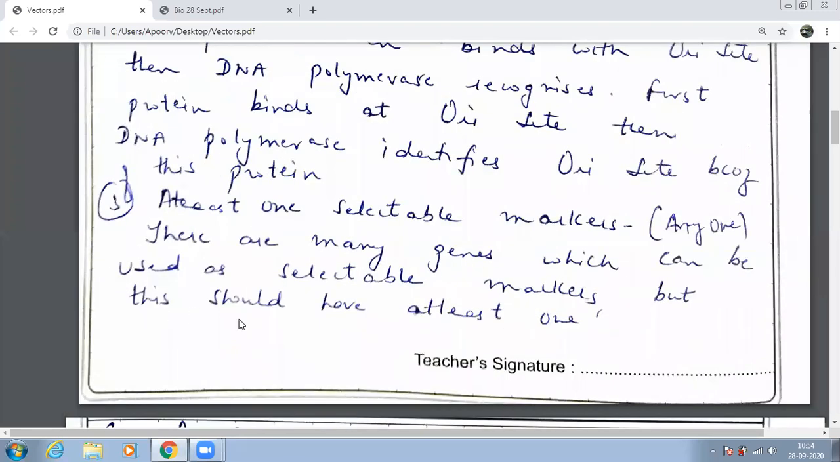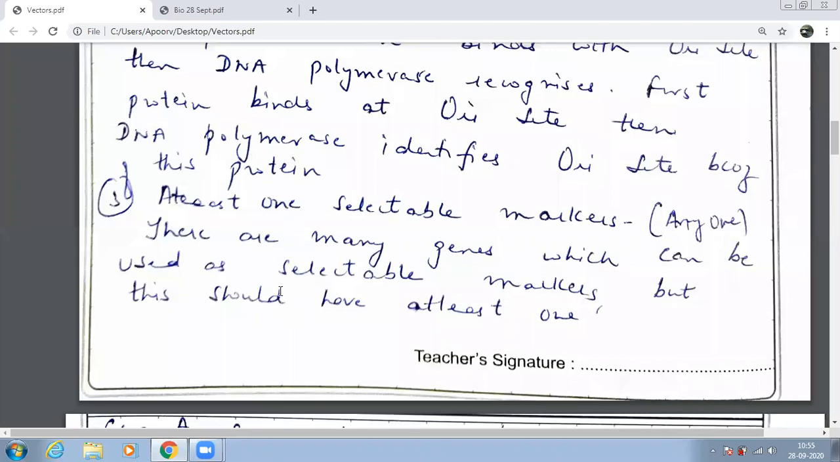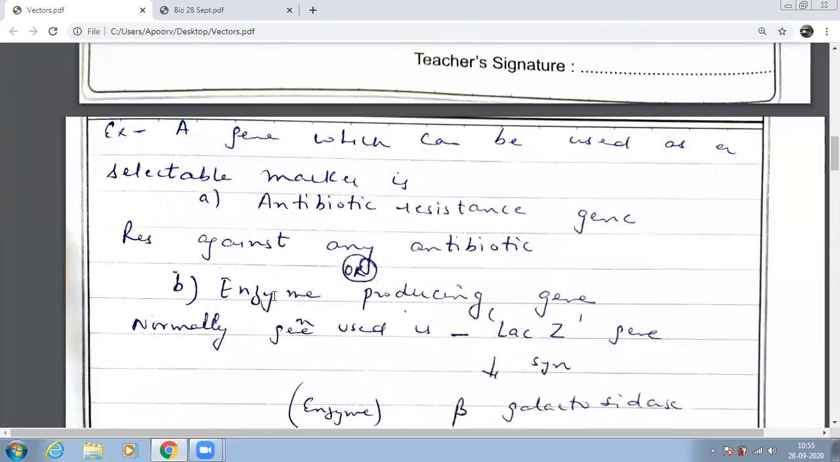Third thing, it should have at least one selectable marker. Any one is needed. There are many genes which act as selectable markers. You have 2 options: the first selectable marker can be an antibiotic resistant gene and the second can be an enzyme producing gene. In PBR 322, which marker did we take? The first one, the antibiotic resistant gene.